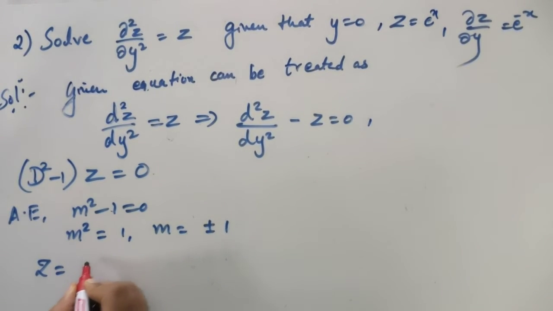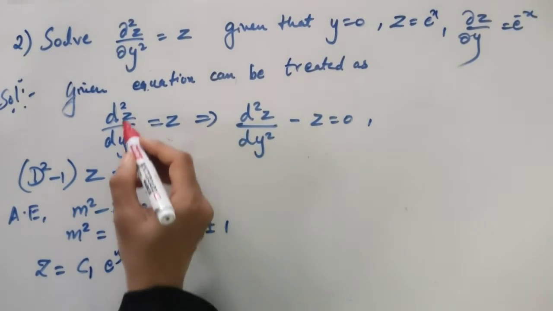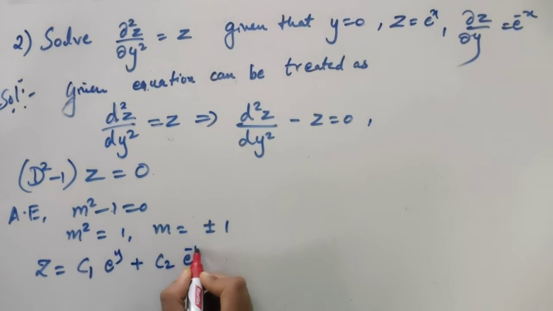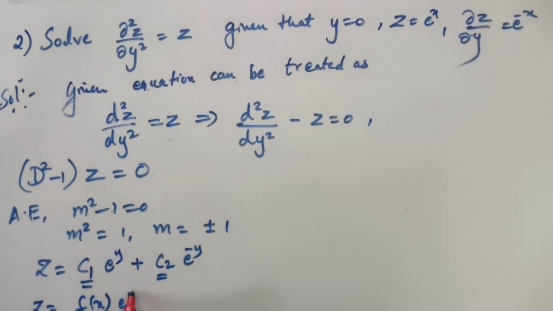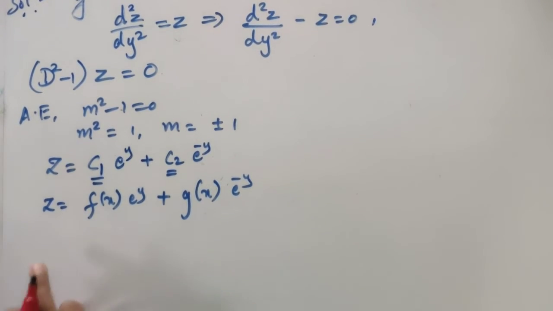I will first write using c1 and c2, then later we'll substitute for c1 and c2. c1 into e to the power y, because it is ∂²z/∂y², so e to the power y will come, plus c2 into e to the power minus y. Now instead of these constants c1 and c2, replace them by arbitrary functions of x. So it will be f of x into e to the power y plus g of x into e to the power minus y. I hope up till here everyone has understood. So this is what you get.